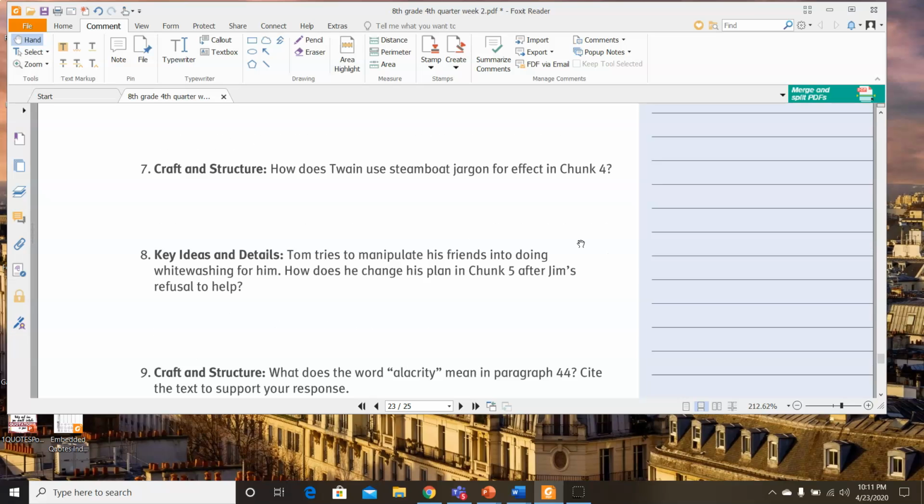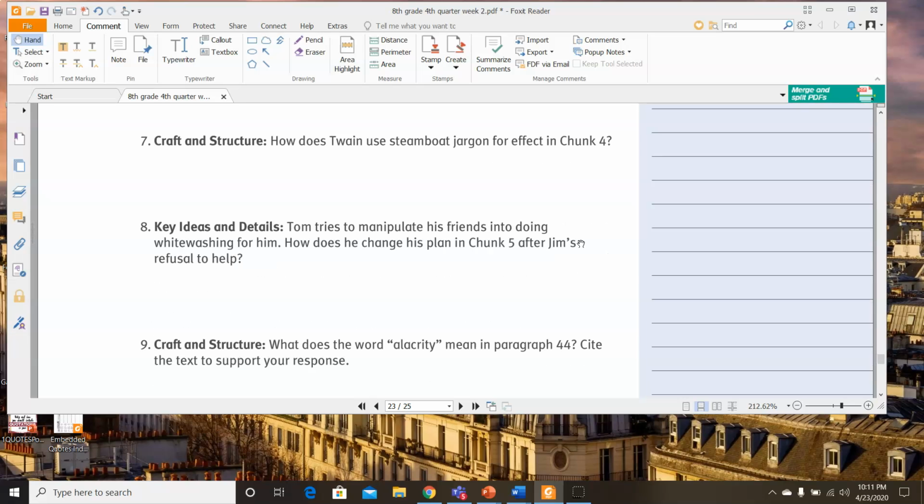For number 7, how does Twain use steamboat jargon for effect in chunk 4? You may want to look up what the word jargon means. It's basically another word for slang. So how does he use slang related to steamboats to create more of an effect in chunk 4?